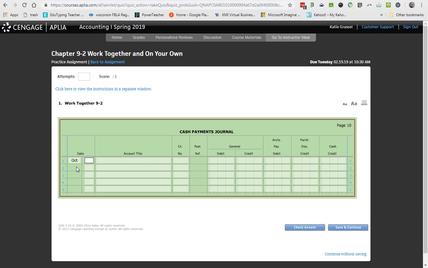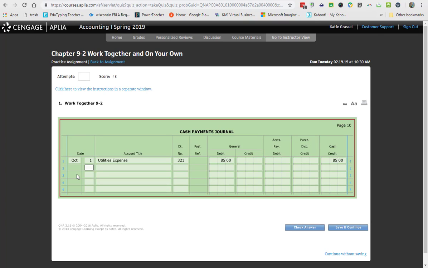Transaction number 1 reads October 1st, paid cash for telephone bill, $85, C321. We've done this before. What is my account? Utilities expense, right? So my account title is utilities expense. My check number is 321. Where do my numbers go? General debit, cash, credit, right? 85. Straight up. This is just like we did before.